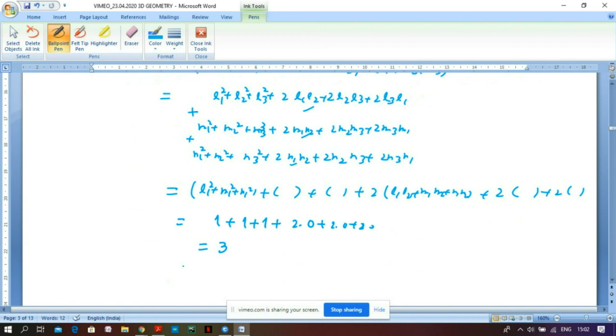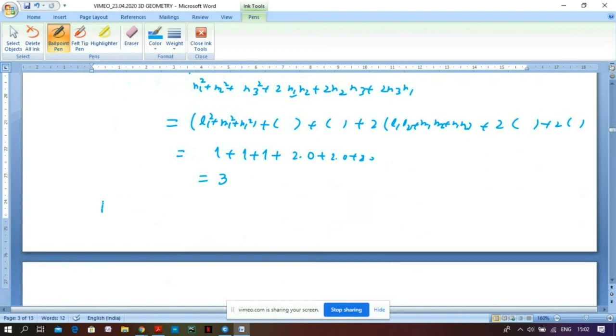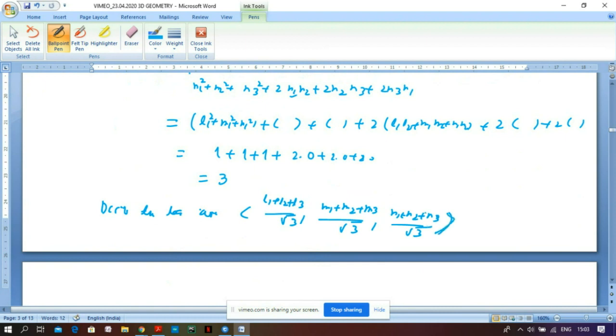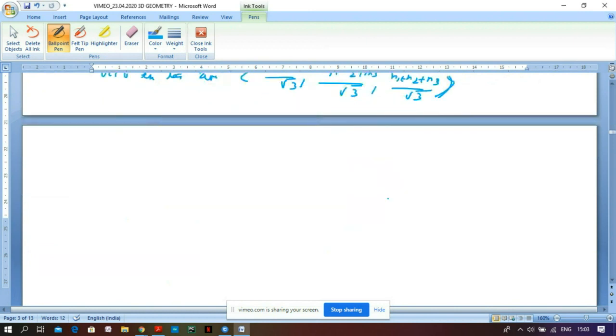So a square plus b square plus c square equals 3, and so you can say that the direction cosines of the line are given by (L1 + L2 + L3)/root 3, (M1 + M2 + M3)/root 3, and (N1 + N2 + N3)/root 3. So that's my final answer. Okay.